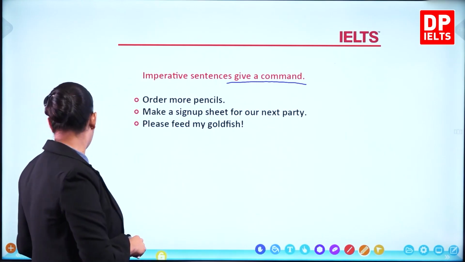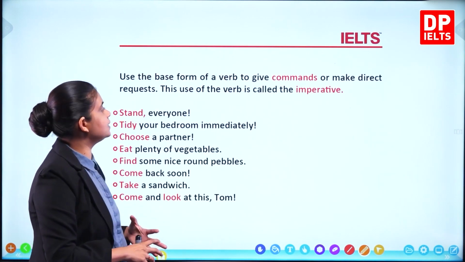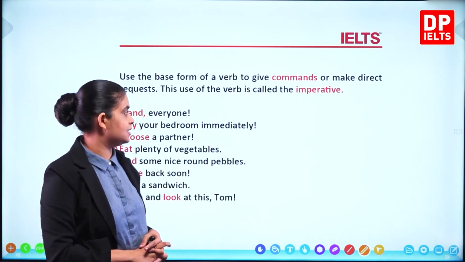Right? Therefore, these kinds of sentences we call imperative sentences.